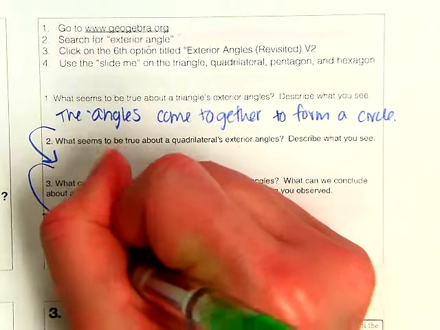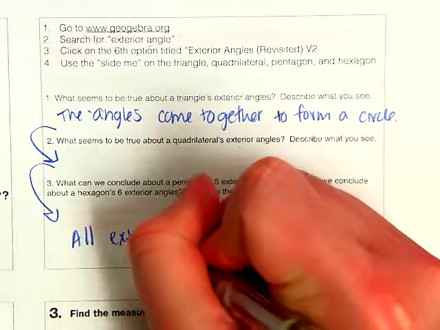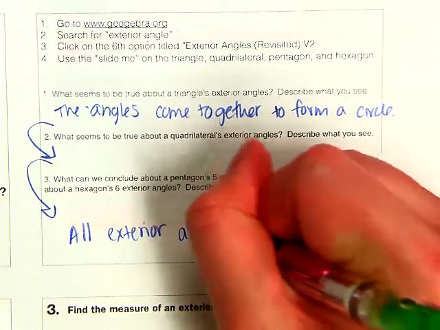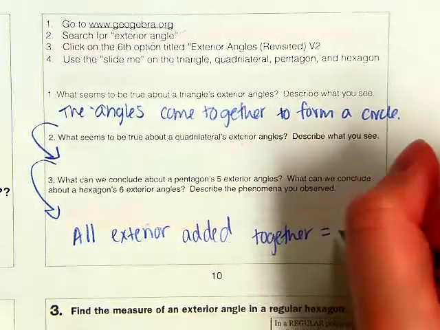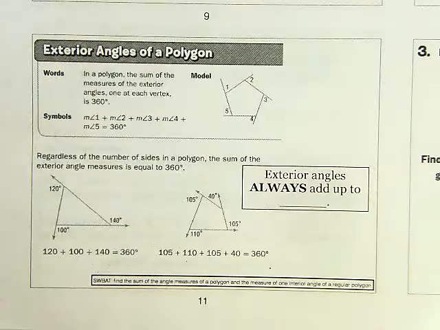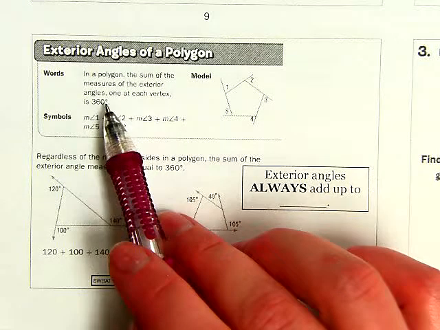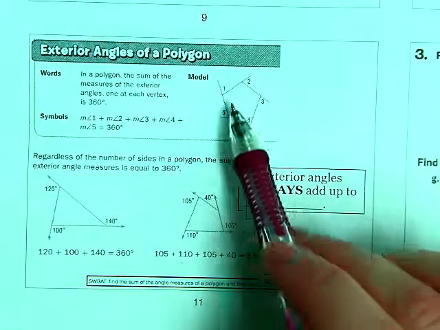Well, that means that all exterior angles, when put together, or the sum, added together, equals 360 degrees, because it's a circle. Fun fact. And that's what this slide 11 is going to tell us. Exterior angles of a polygon. In a polygon, the sum of the measures of the exterior angles, one at each vertex, is 360 degrees. This is a regular polygon.